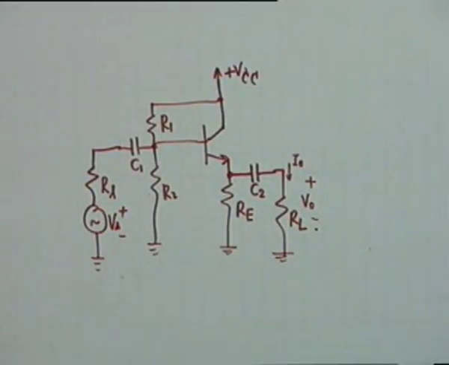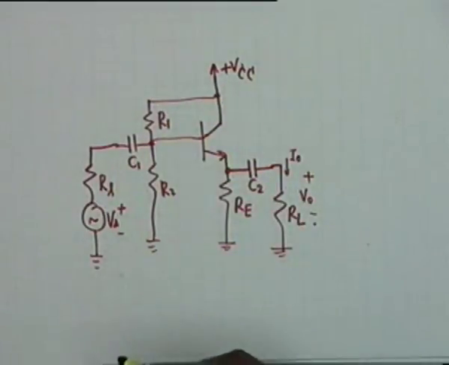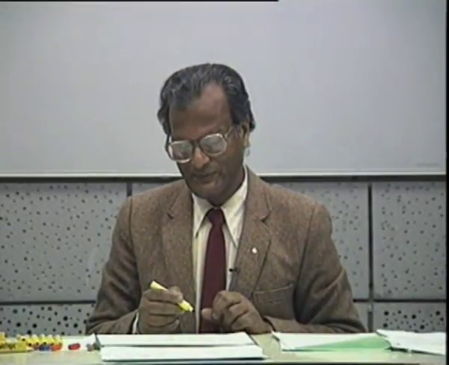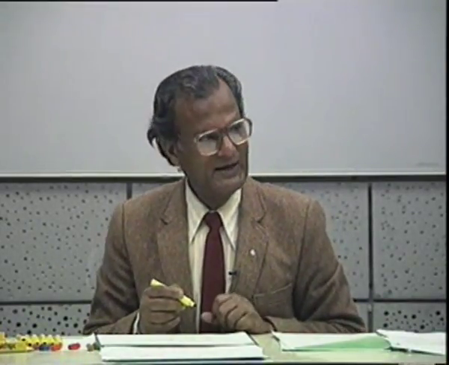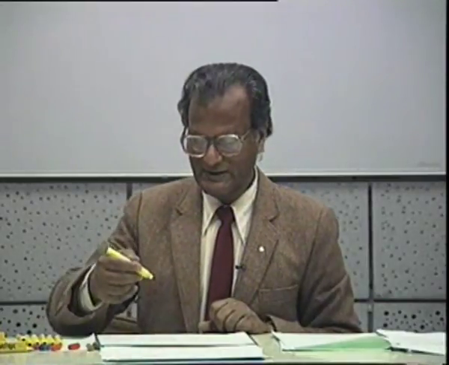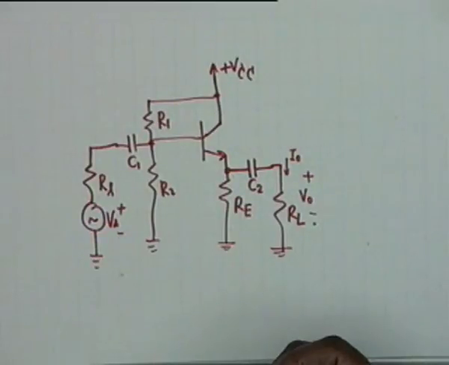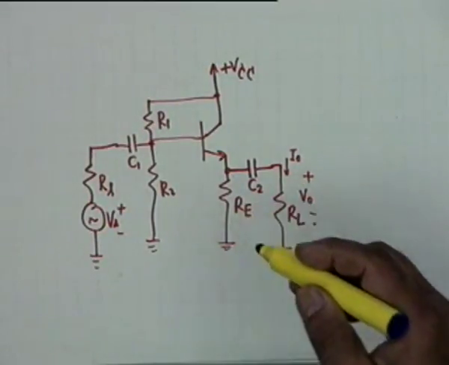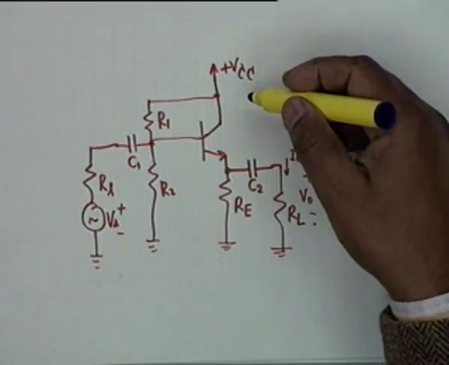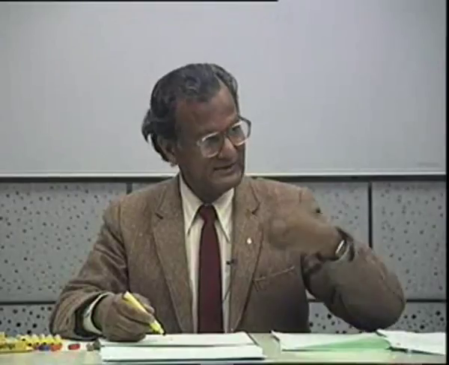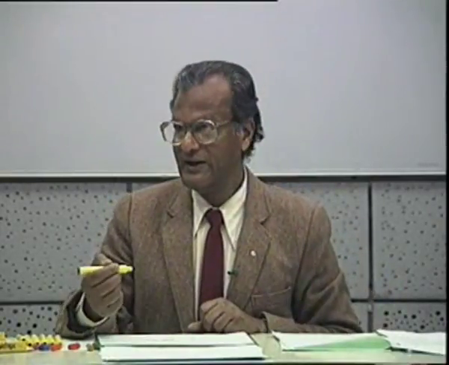I must also mention R1 is connected to VCC. Yes, I have shown R1 connected to VCC. However, in order to get a correct biasing, you see, now the DC load is simply RE. Isn't that right? DC load is simply RE. There is no R sub C. The DC load formerly was RC plus RE. Now there is no RC.